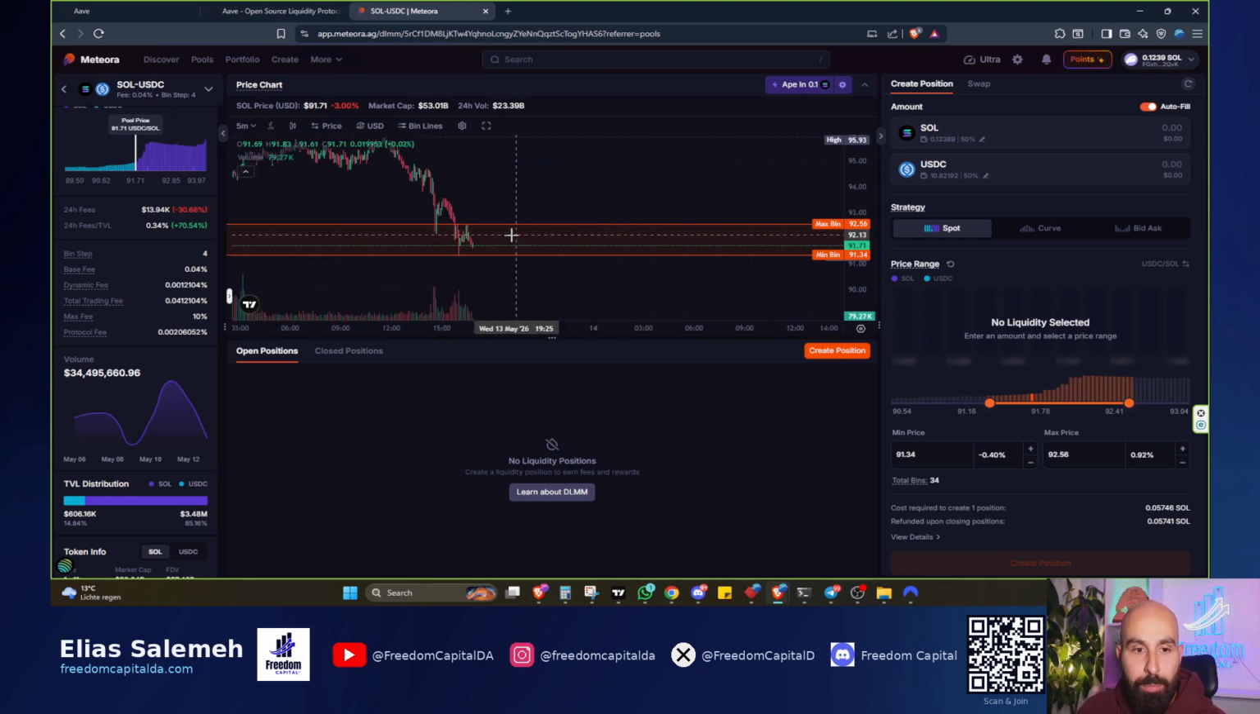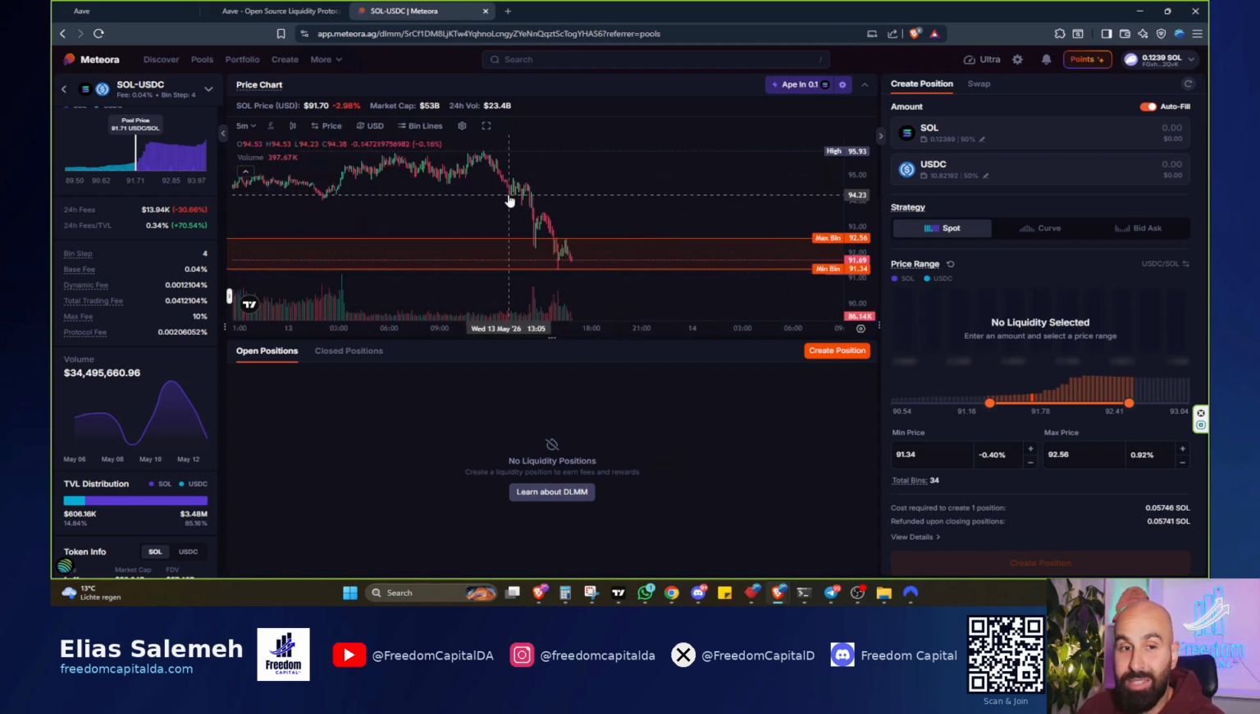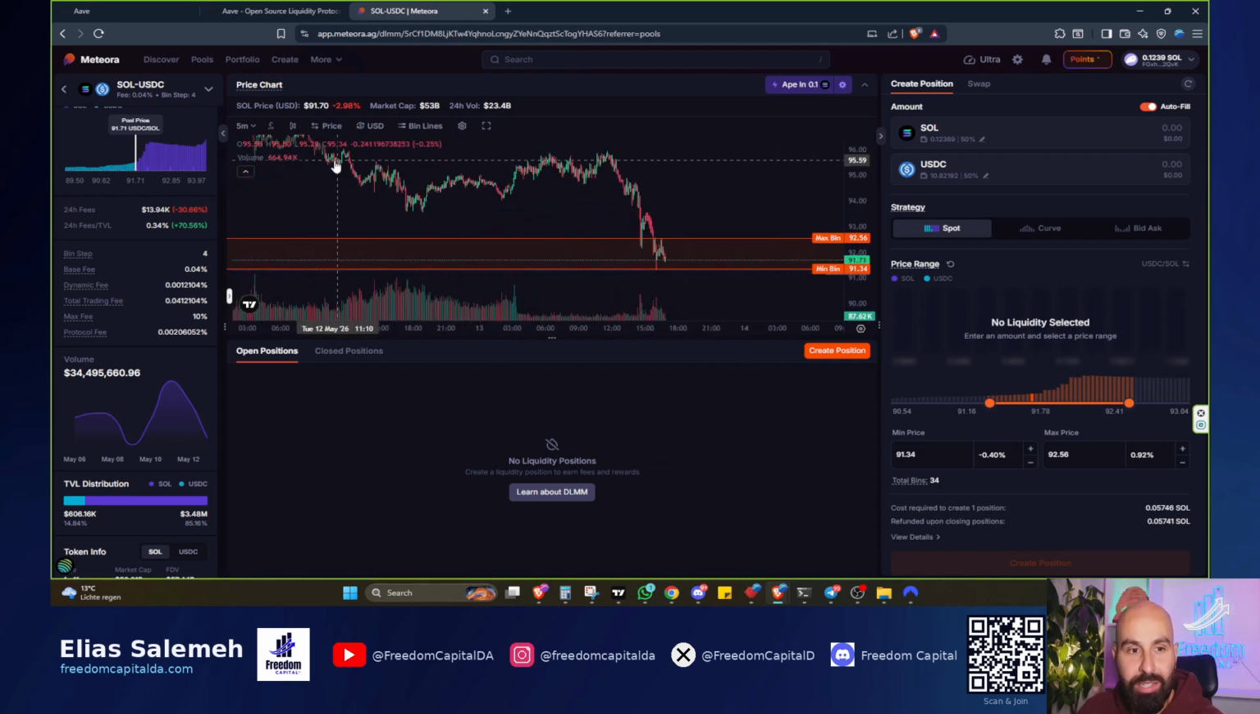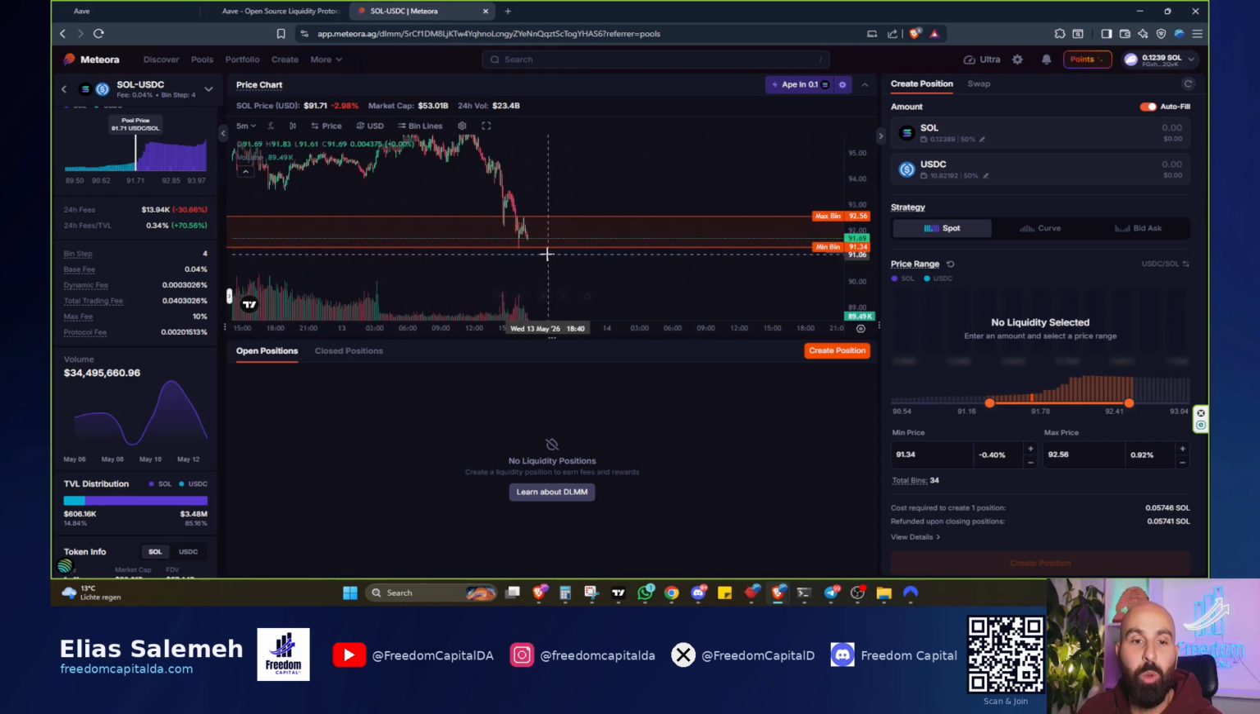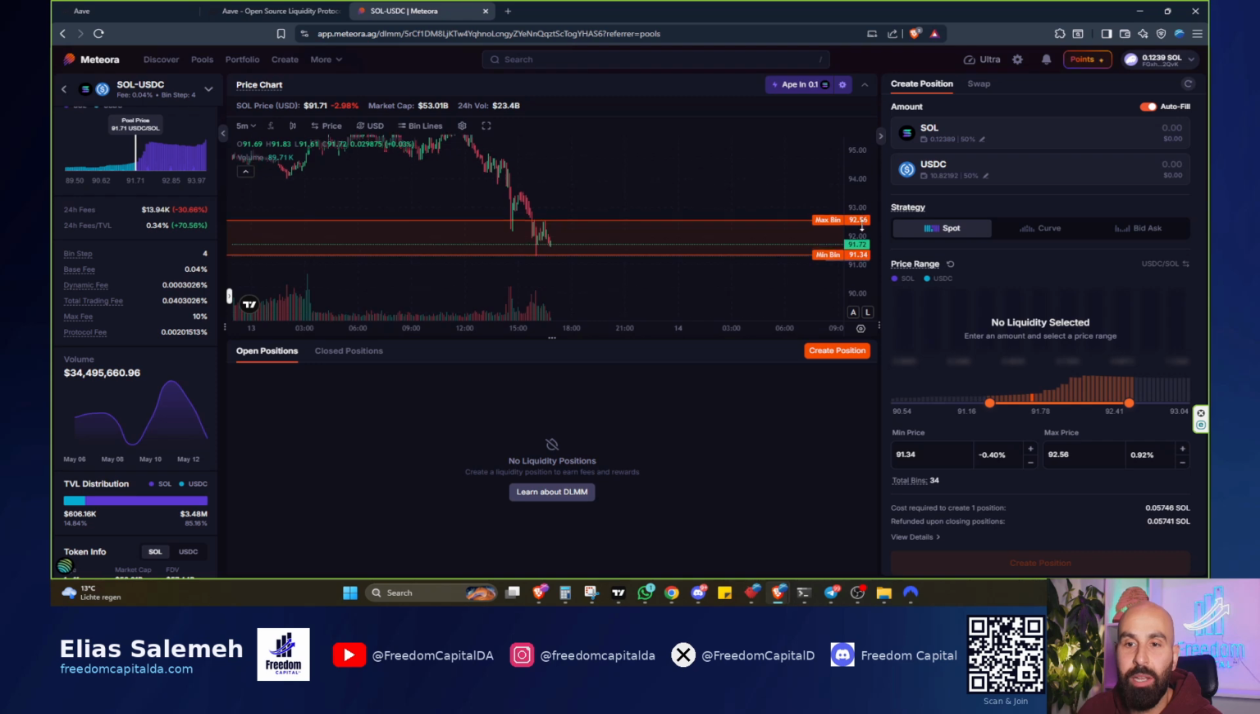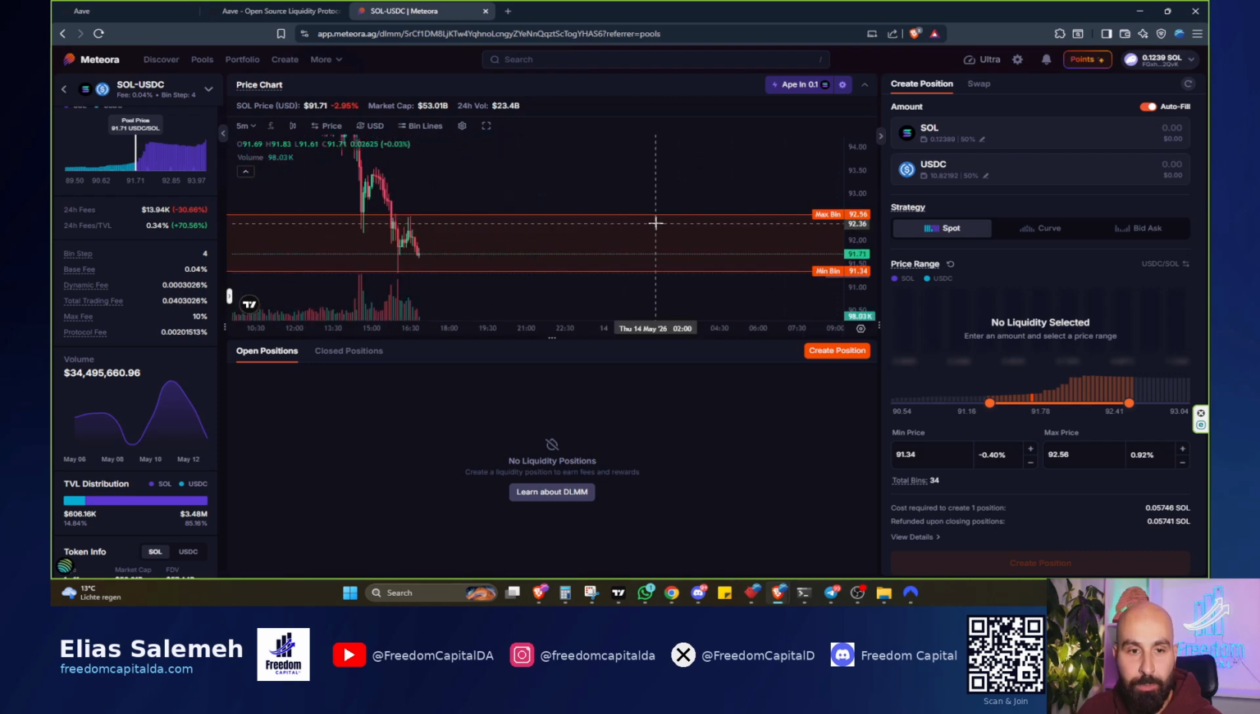So to go back to our example, this is the liquidity that I want to deploy. This is the range. And this is the best thing about this app. You have this chart that shows you exactly where you can deploy liquidity, which is basically not available in other decentralized exchanges.